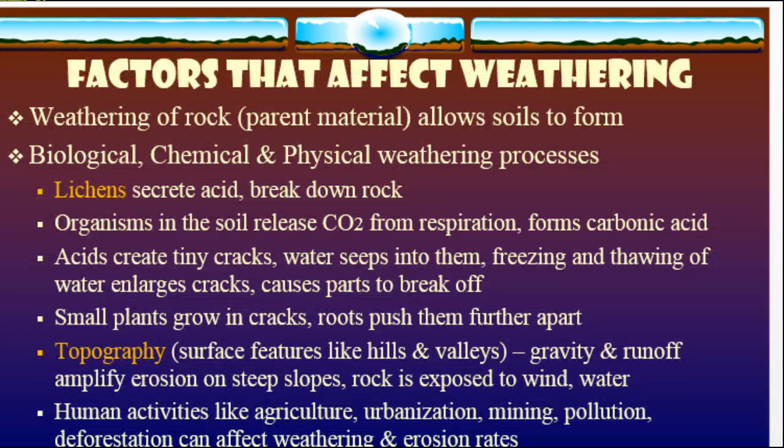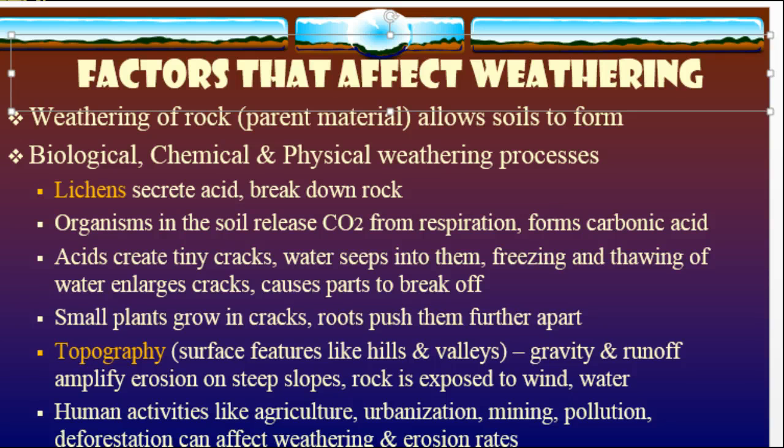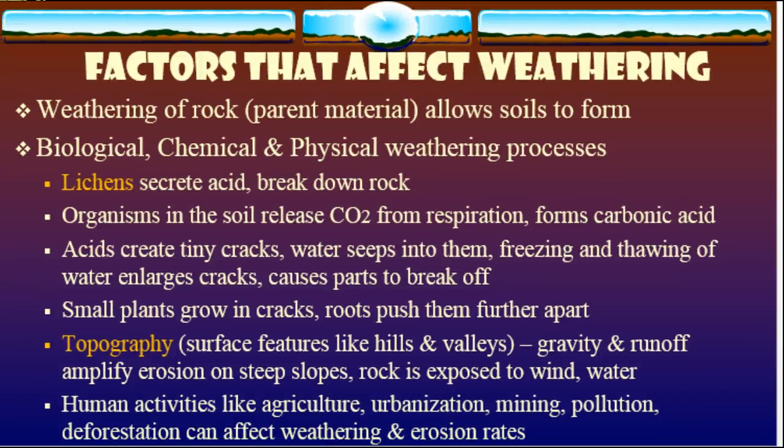Now there are lots of different factors that affect weathering and erosion, but this is going to be really important to talking about soil, because when we weather rock, which is our parent material in our soil, that's what allows those soils to form in the first place. So weathering happens through biological processes with living things, through chemical processes, chemical reactions breaking it down, and also through physically breaking rock. So all of these different things are involved.